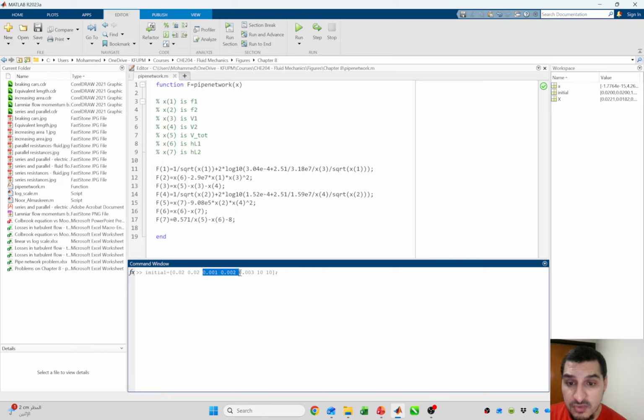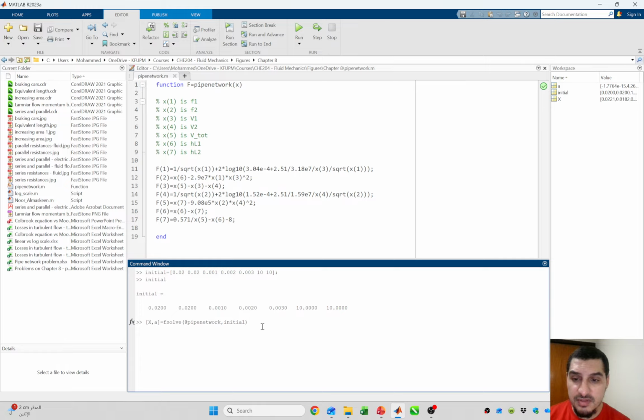And the volumetric flow rates are usually on the order of 10 power minus 3. This is usually the value in meter cubed per second. And here are the two losses. I started with 10 meters. I don't know, but it seemed like a reasonable number to me. So these are the initial values, and then I call the function that solves the equations, which is called fsolve. I call the file named pipe network, and then the initial values that it needs to start the iteration.